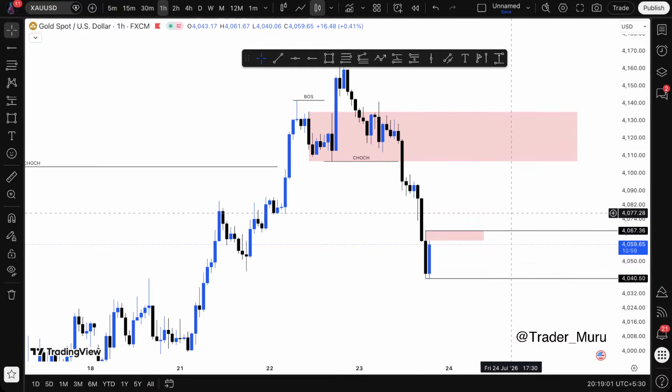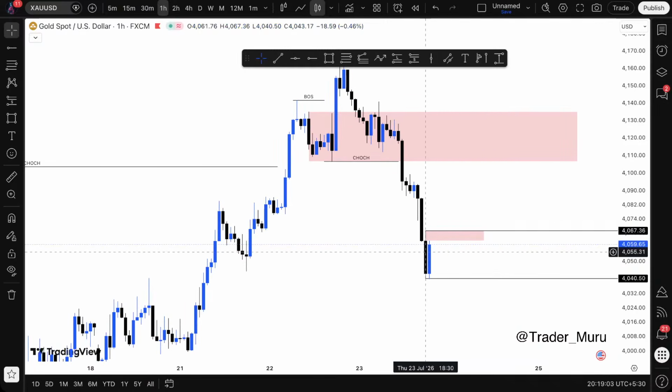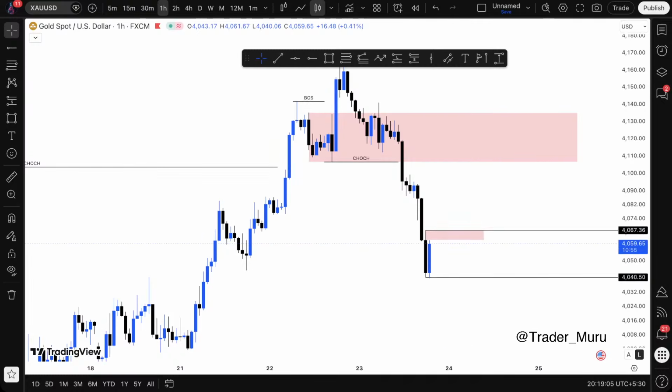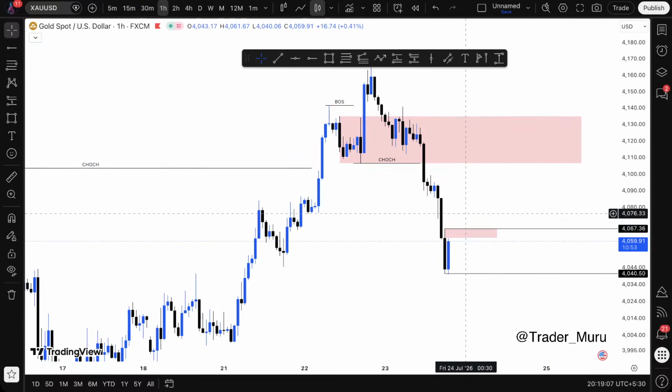So that's it for today, guys. I hope you understand today's plan. Now I don't think I will get any entry, and in late NY I don't trade. So see you tomorrow. Gold is bearish now. Retracement will be for a sell entry.